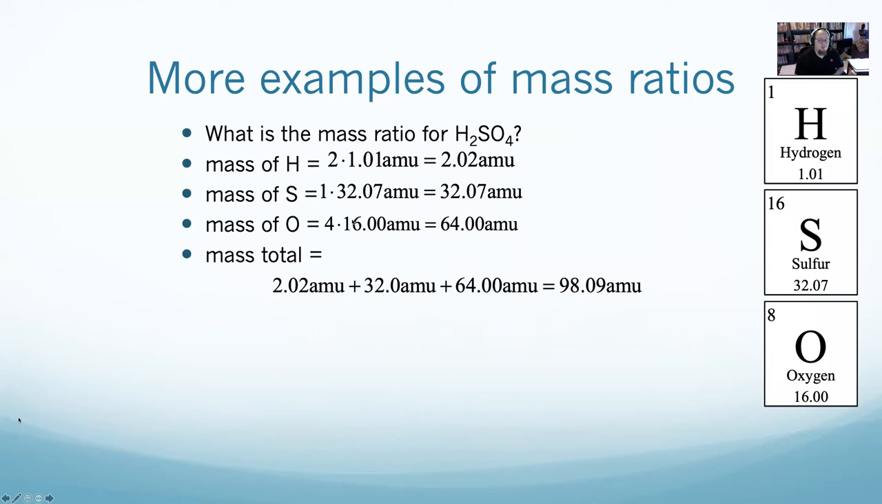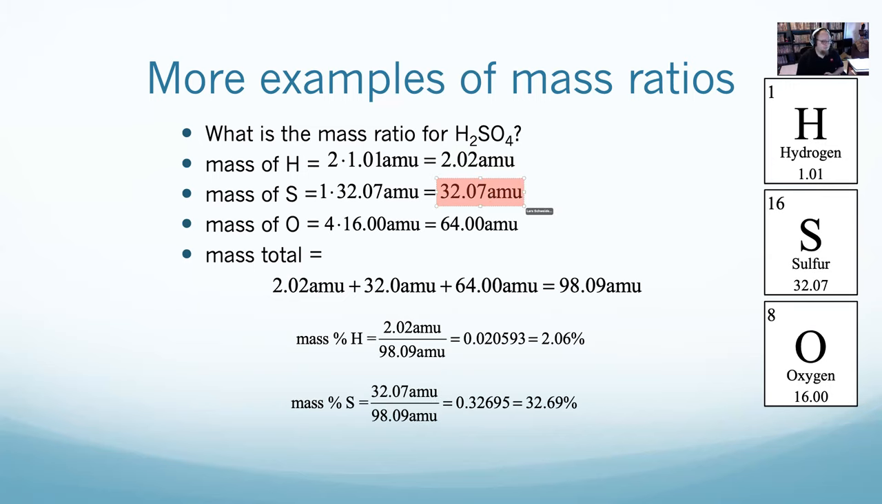The mass ratio will be the mass of each element over the total. Now, if I want to get what percentage of sulfuric acid is hydrogen, I am not going to use 1.01. I have 2.02 amu of hydrogen. Therefore, the mass percent of hydrogen will be that number over the total. The total is 98.09. So I'll just divide those two numbers. To get the percent sulfur, I'll use the mass of sulfur over the total. To get the percent oxygen, I'll use the mass of oxygen over the total.